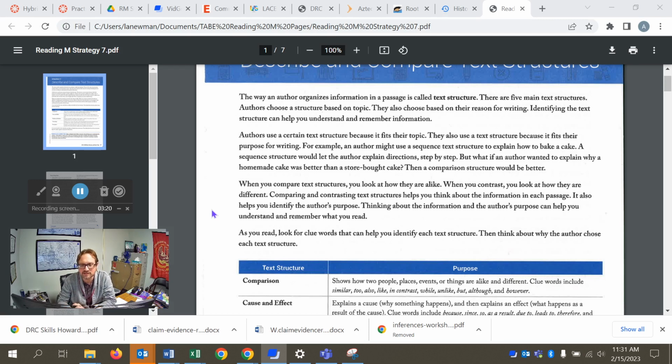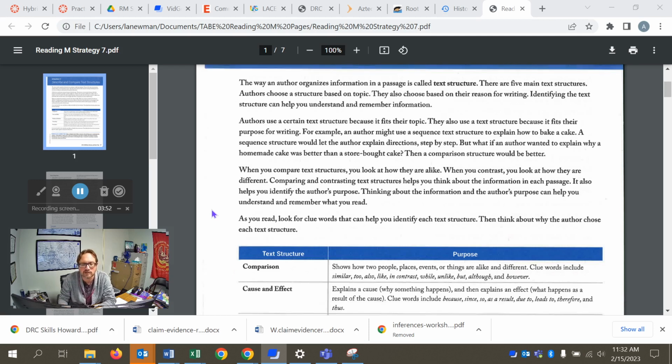When you compare text structures, you look at how they are alike. When you contrast, you look at how they're different. Comparing and contrasting text structures helps you think about the information in each passage. It also helps you identify an author's purpose. Thinking about the information and the author's purpose can help you understand and remember what you read. As you read, look for clue words that can help you identify each text structure. Then think about why the author chose each text structure.